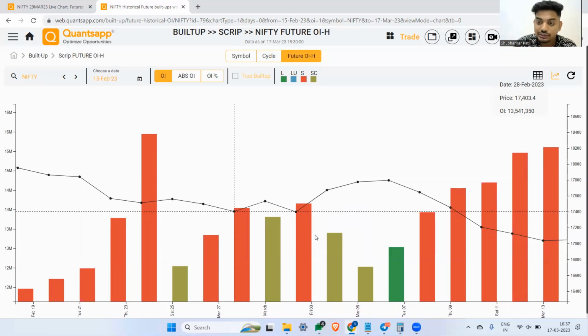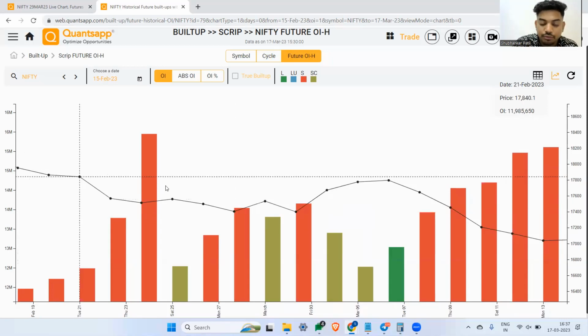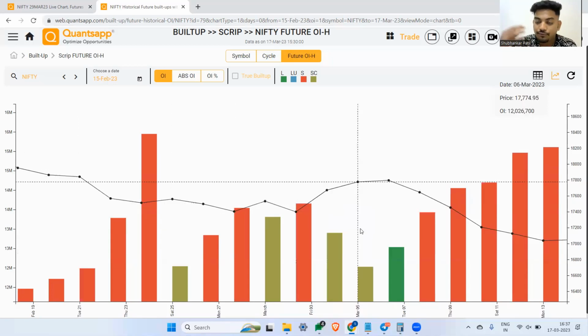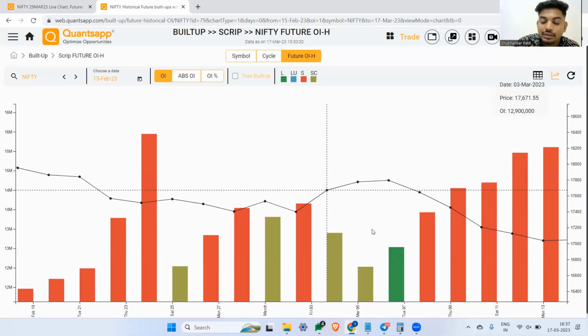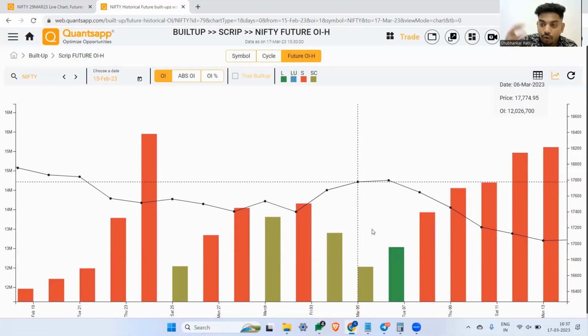Instead, if I am getting to see something like this on every rise, I will look out for an opportunity to sell on every rise, which is a respite, which is not backed up by additional open interest participation. I will look out to sell Nifty. This is what exactly happened. Just check this move out.